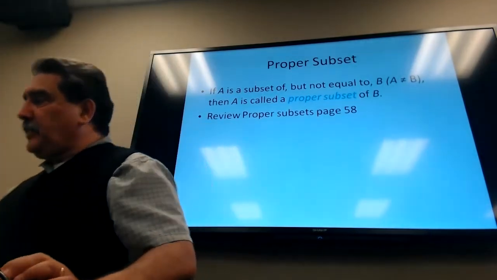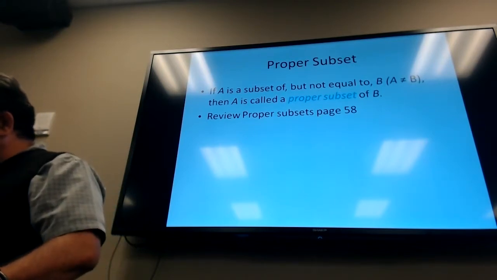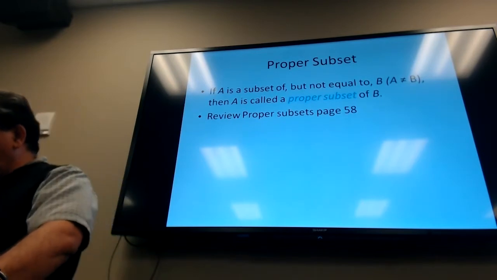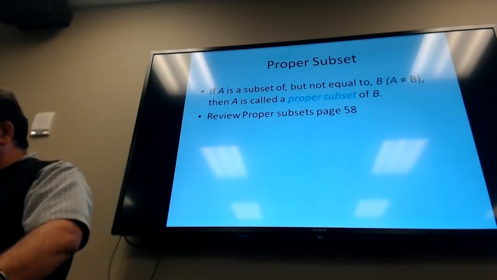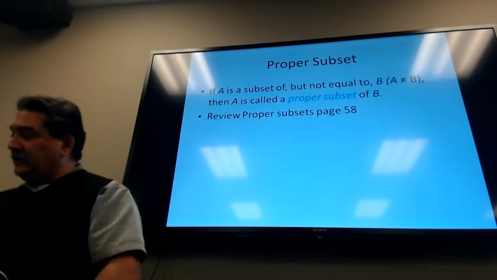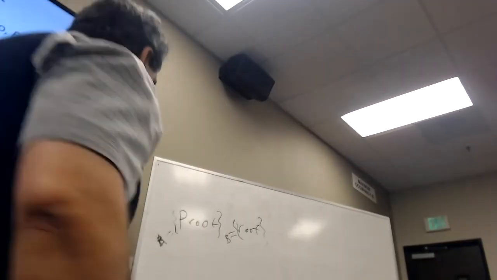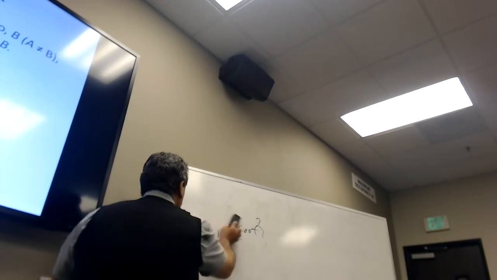Again, let's look at page 58. If you go to your textbook on page 58, for example, you have set A = {1, 3}. Then you have set B = {1, 3, 5}. Is this a subset or not? {1, 3} and {1, 3, 5}. A is a subset of B, all the numbers are there.